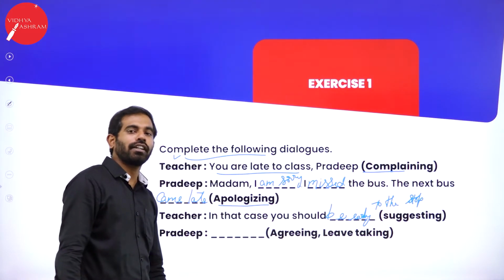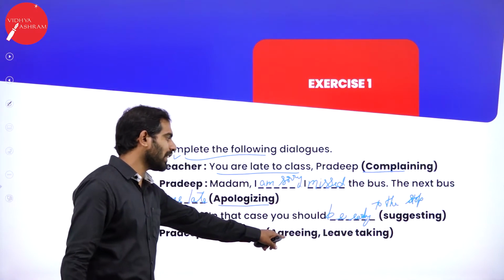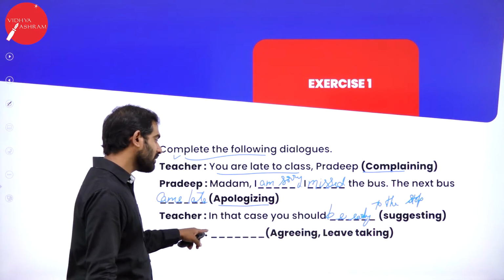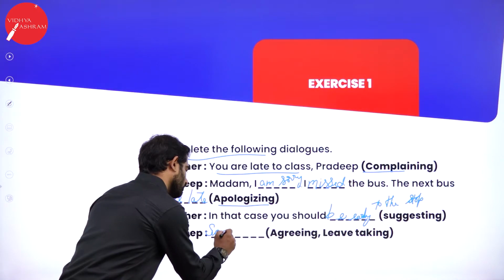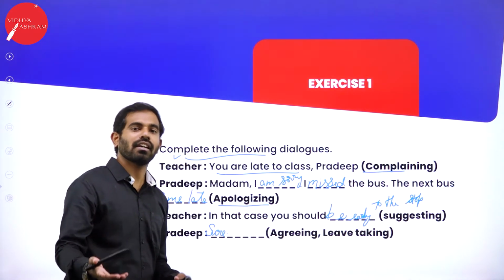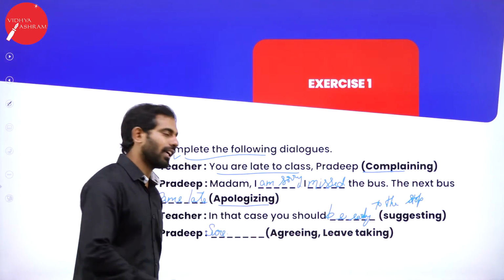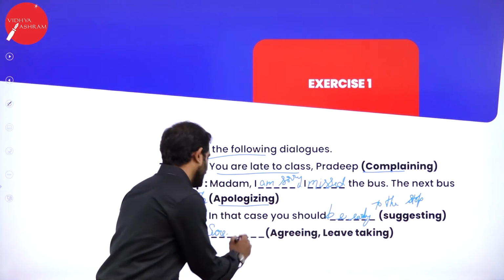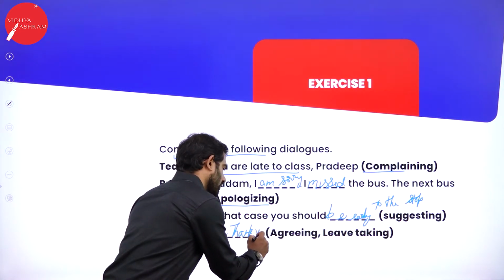And Pradeep says, agreeing because it was his mistake. Pradeep, agreeing and leave taking. This is very important. He's not just saying leave taking. It is agreeing. Of course, ma'am. Or sure, ma'am. Or definitely, ma'am. Sure, of course. Indeed, I will come, ma'am. No issues. Sure, ma'am. And thank you. Sure, you can just use thank you and bye. Leave taking, sure, thank you and bye.